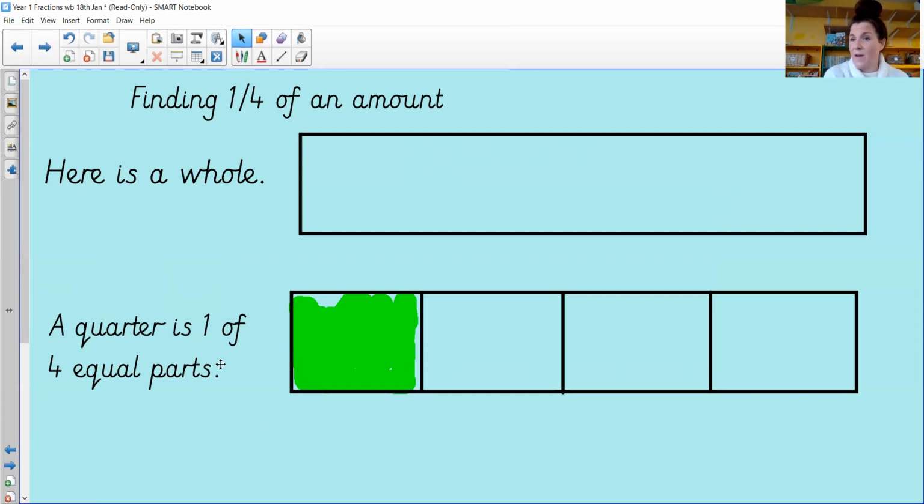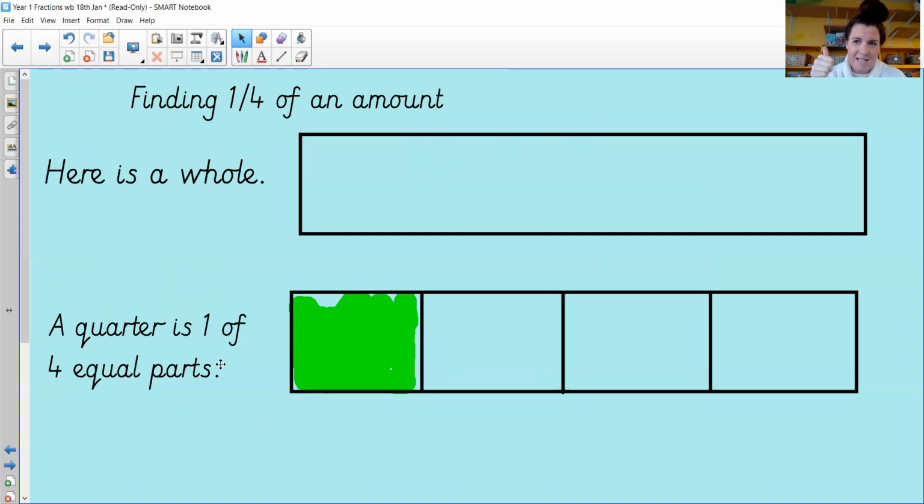So let's say that together, okay? So a quarter is one of 4 equal parts. Now you're going to be my echo, so I'm going to say it and I'm going to hear you say it back to me. So a quarter is one of 4 equal parts. So you say it to me.